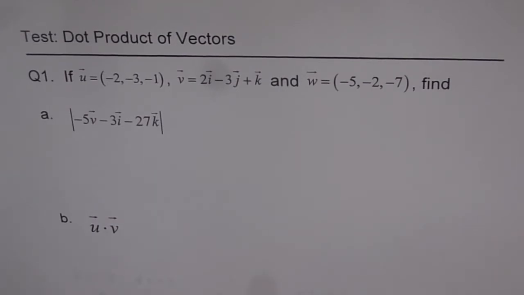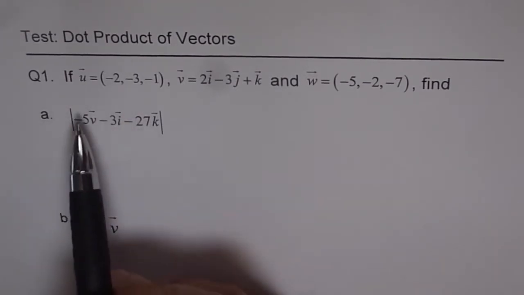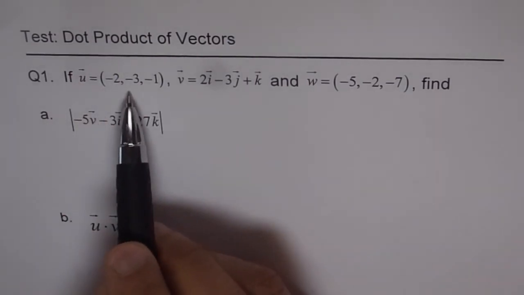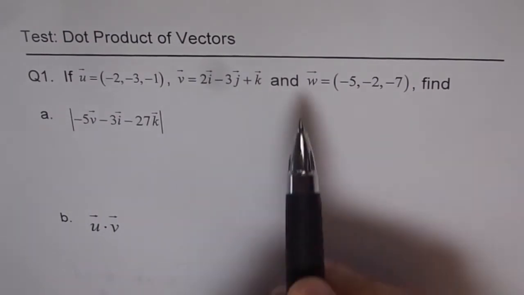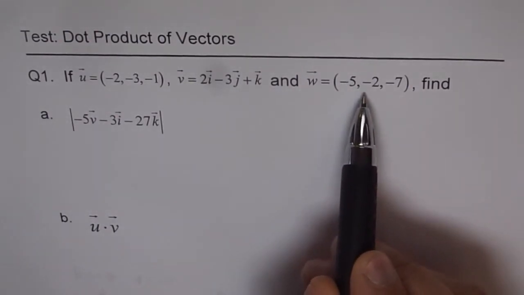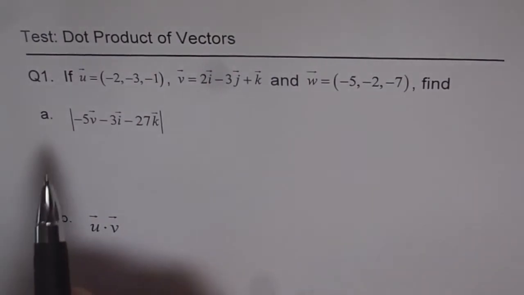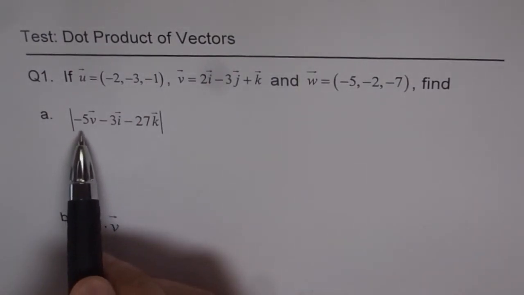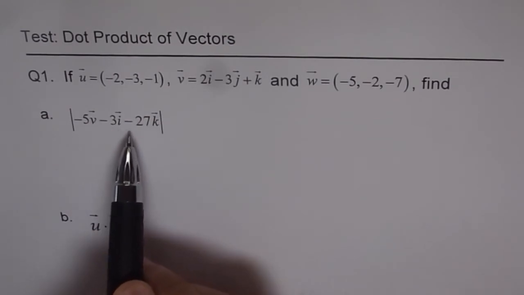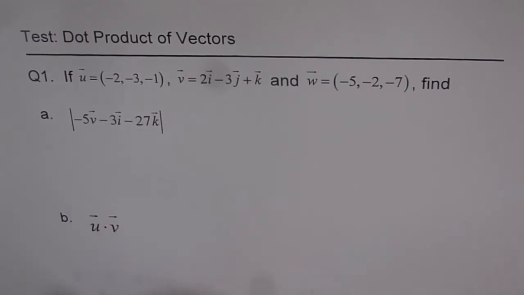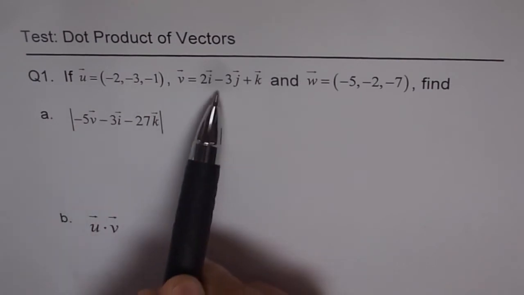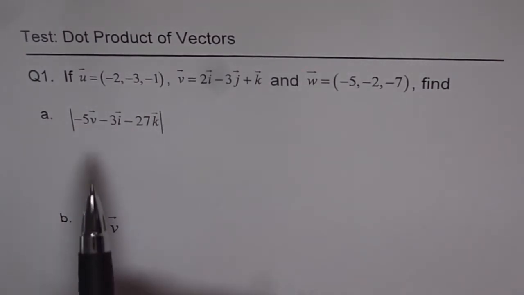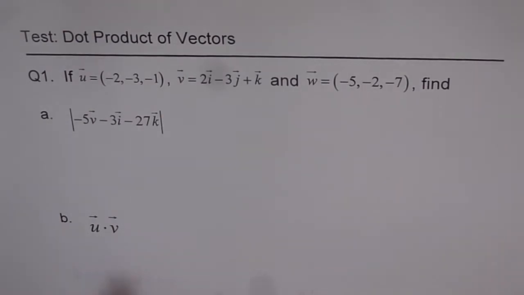Well, here is my suggestion. When you read the question, vector u is minus 2, minus 3, minus 1. V is 2i minus 3j plus k, and w is minus 5, minus 2, minus 7. You need to find the absolute value of minus 5v minus 3i minus 27k. Now the mistake which students will make is to get mixed up, because here we are actually using only one of the three vectors, that is vector v. We are actually not utilizing u and w at all, right?